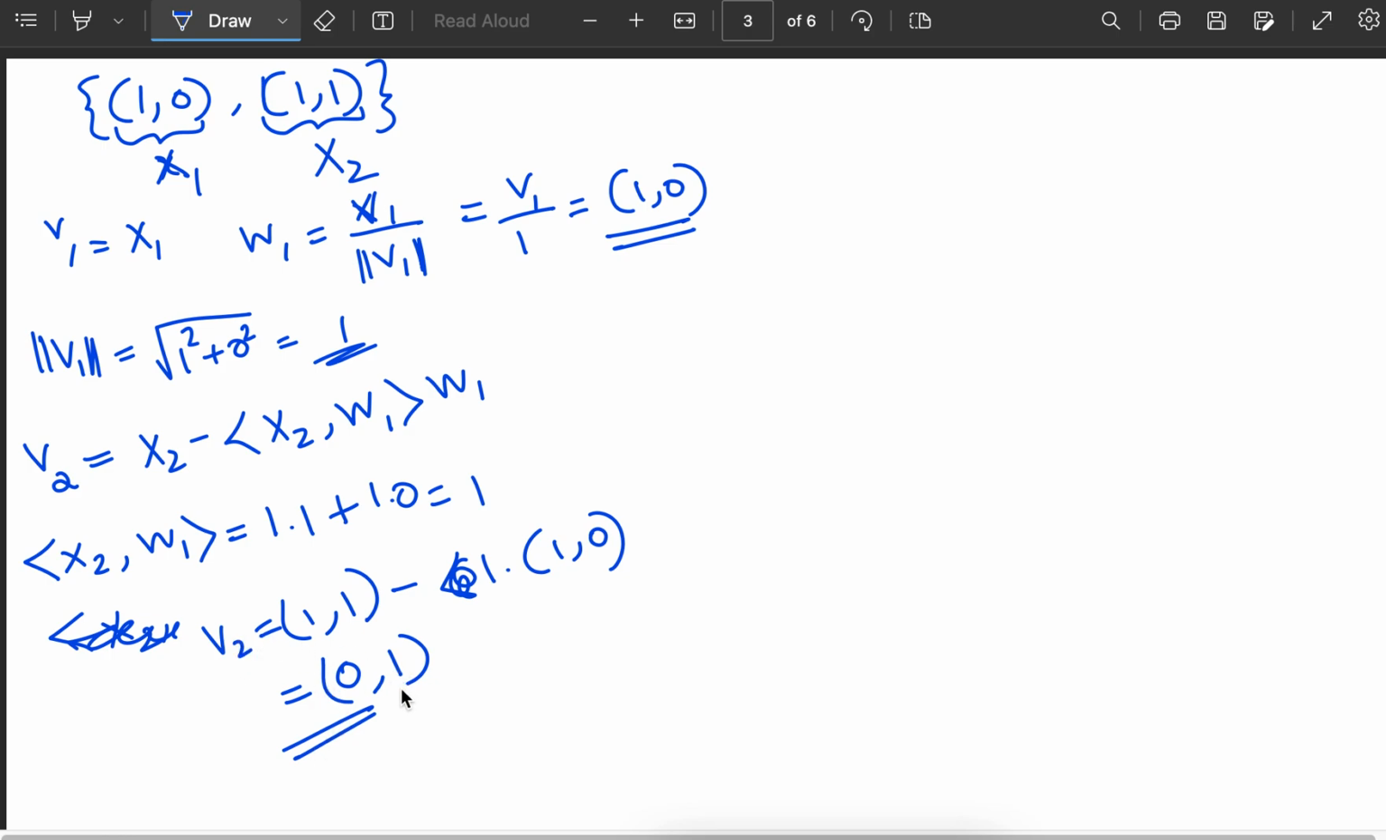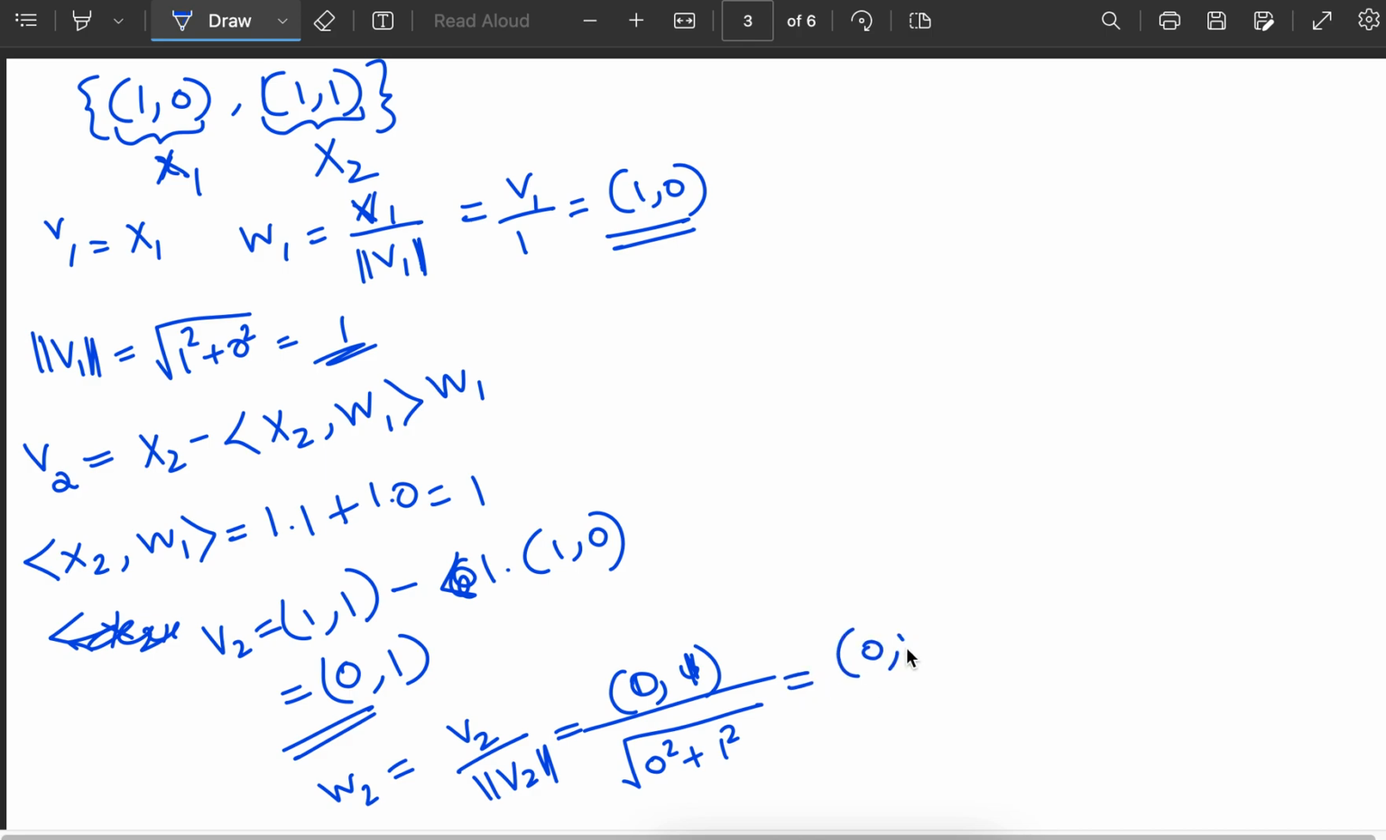To normalize this, we need w2 equal to v2 divided by norm of v2, which is equal to (0, 1) divided by the square root of norm v2, that is 0 square plus 1 square, which is equal to (0, 1) divided by 1, which is (0, 1) itself.